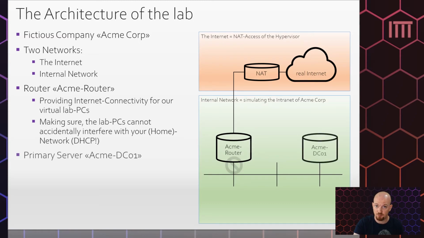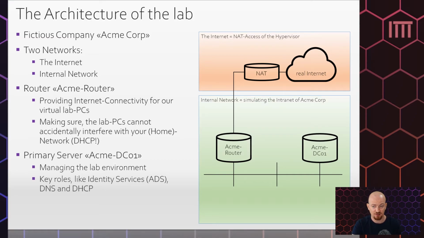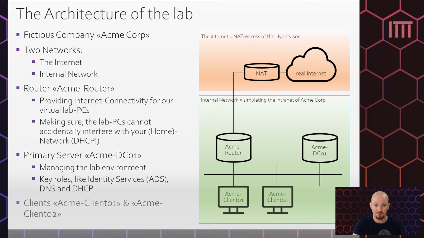We will have a primary server called acme-dc01. This server will manage the lab environment. It will have some key roles like identity services, DNS and DHCP, and in the future some other roles as well. For our case studies and experiments, of course, we're going to need some client PCs. We will call them Acme-Client 01, Acme-Client 02, etc.